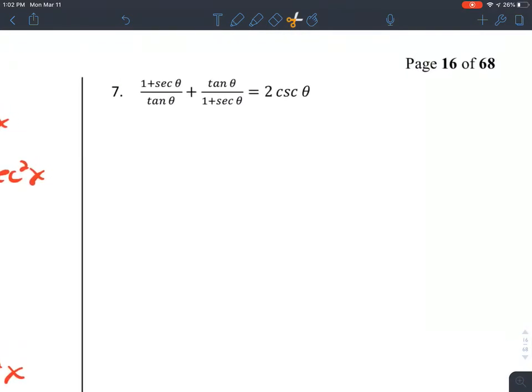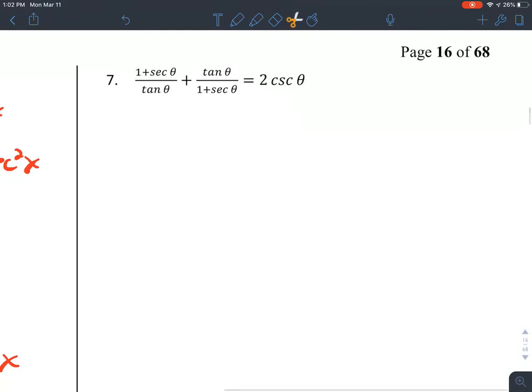Number 7. Left side's more complicated, so I'm going to work with that. I'm going to add these two fractions together by getting common denominators. So I'm going to multiply the fraction on the left by 1 in the form of 1 plus secant of theta over 1 plus secant of theta. Fraction on the right, I'm going to multiply by tangent of theta on the top and bottom.